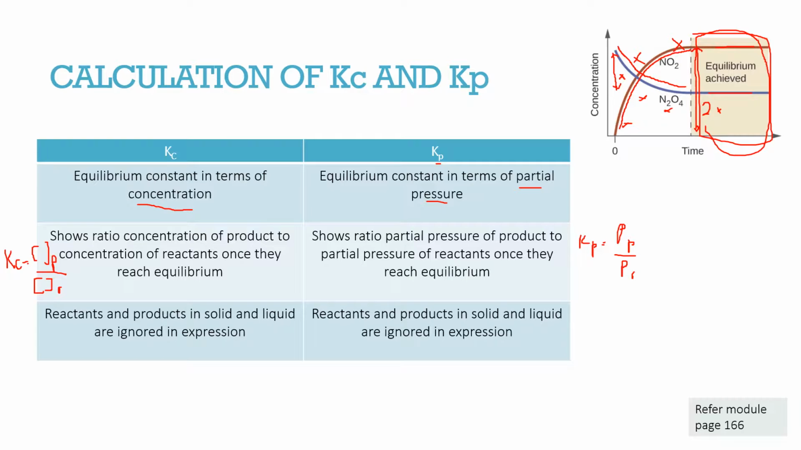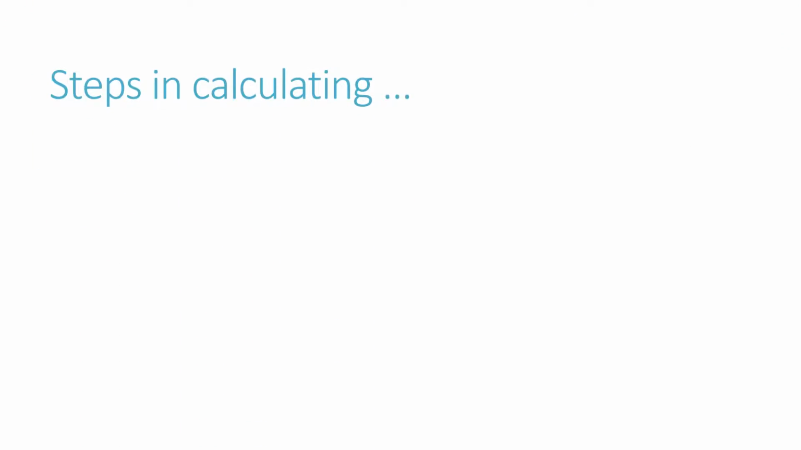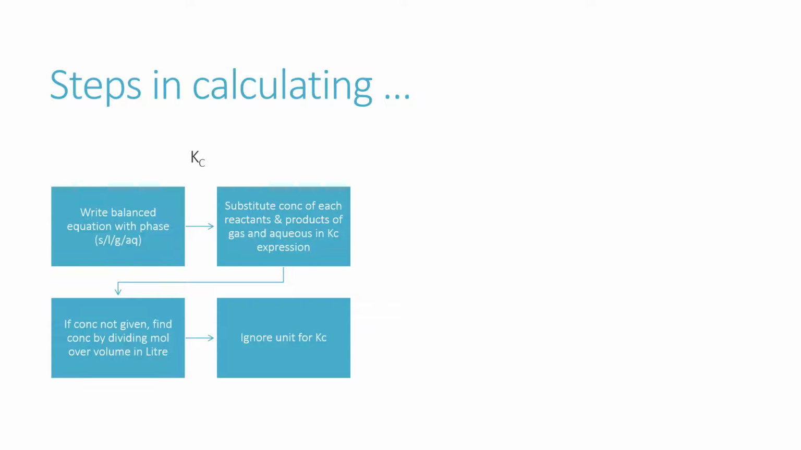Okay, next kita akan go on how to calculate the KC and the KP. So, KC ni step dia. First, you need to write down the balance equation with the phase, solid, liquid, gas or aqueous. Dua ni yang kita akan guna. Solid and liquid will be ignored in the expression and so in the calculation as well. Substitute the concentration for each of the reactants and product of gas and aqueous only dalam KC expression. So, nak tak nak apa-apa hal pun, you need to know how to do the KC expression.